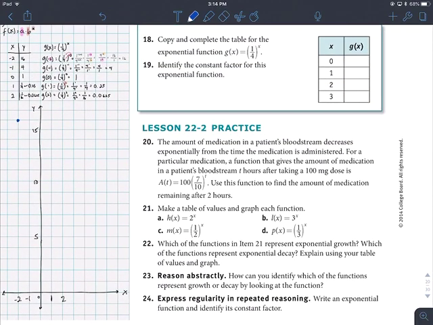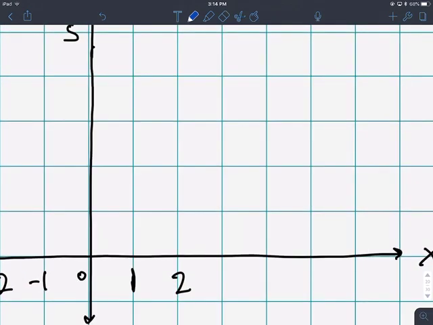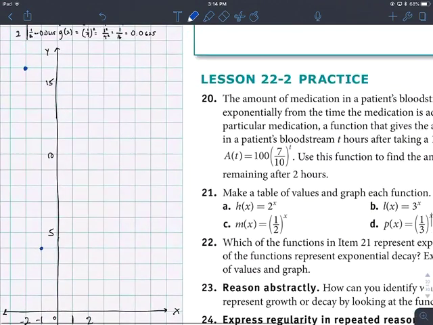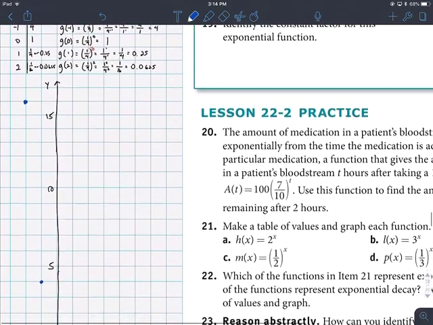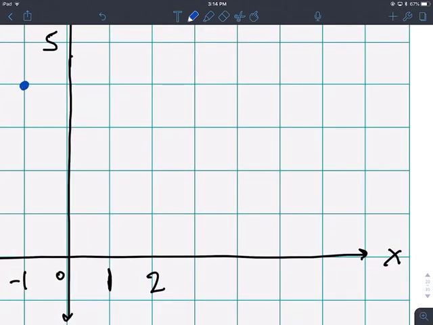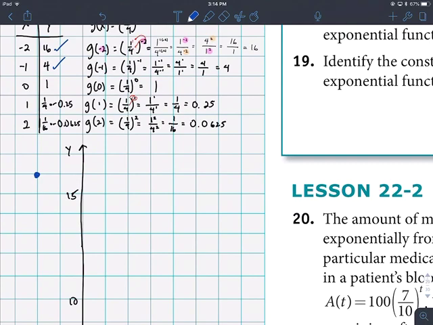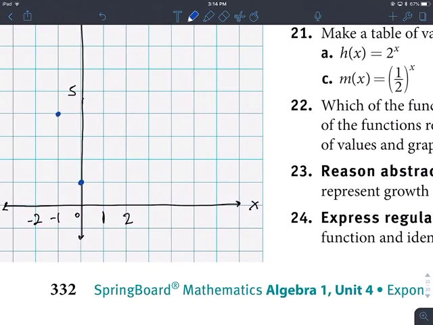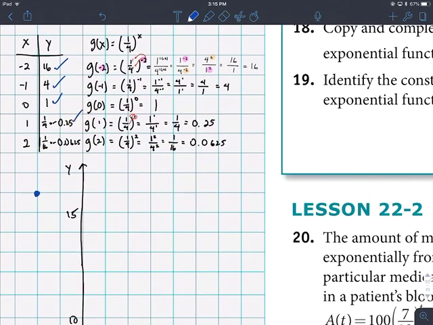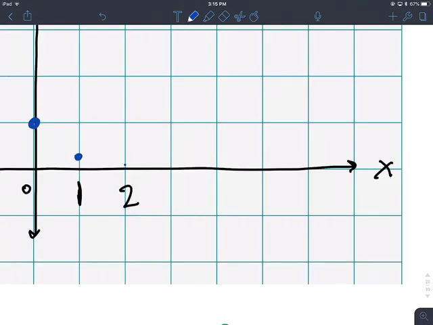Next, so I'm done with that. Next one is -1, 4. So -1, 4 is right here. So notice again what the graph is looking like. When x is 0, y is 1, which is right here. When x is 1, I got 0.25, so right here, approximately. Again, I'm as accurate as I can. And then when x equals 2, I get 1/16, which is 0.0625. So it's a very, very small number. So I'm going to say that it's somewhere here.